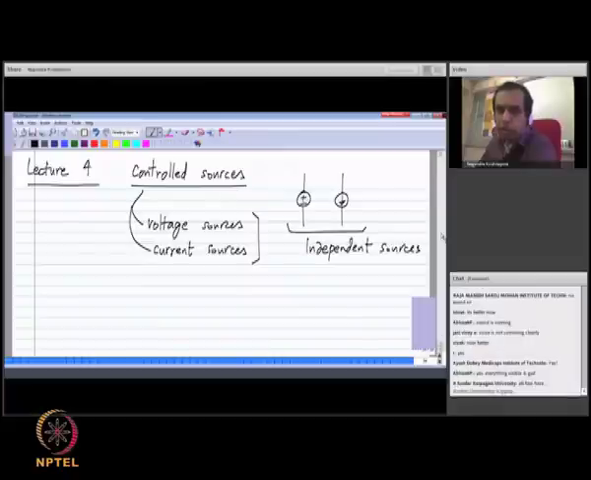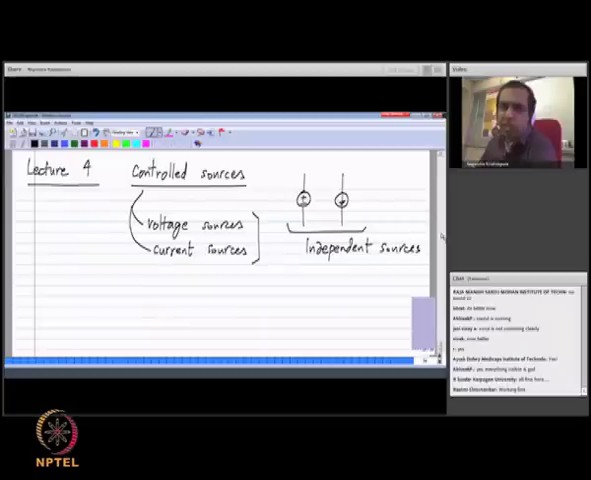Their values will be given and they'll be fixed. I don't mean necessarily that they'll be constant with time. We have been considering sources that are constant with time. Later we'll see independent sources which can change with time. But here what is meant by independent is that it's independent of any other electrical variable in the circuit.